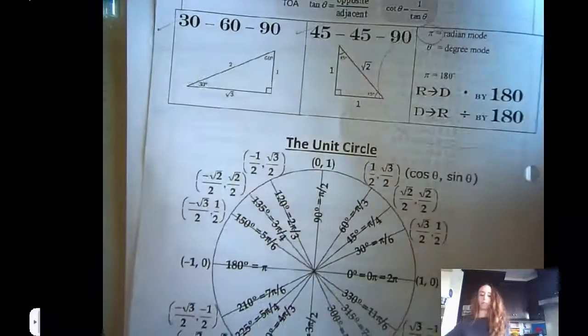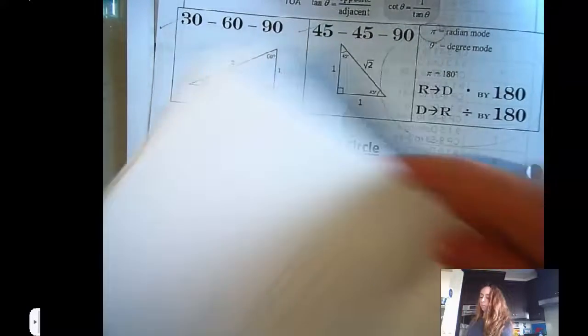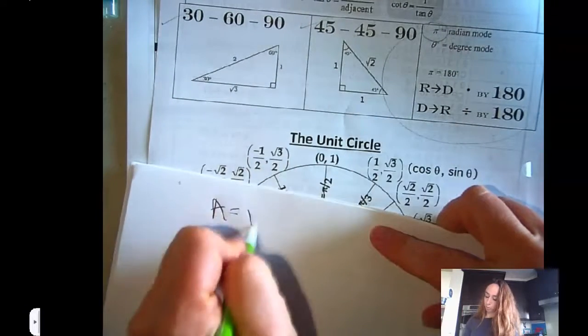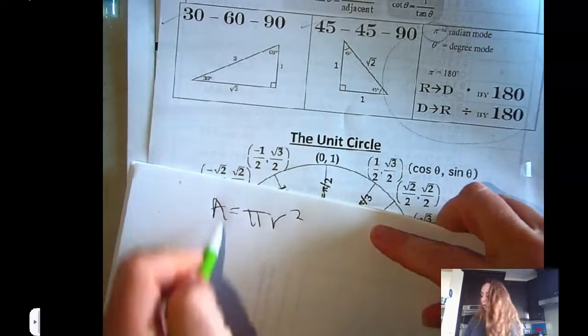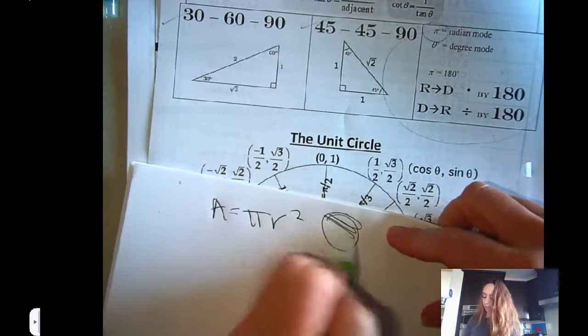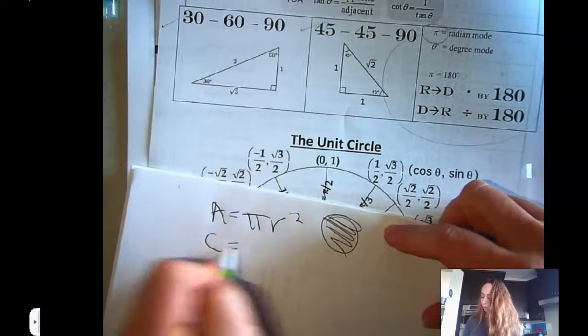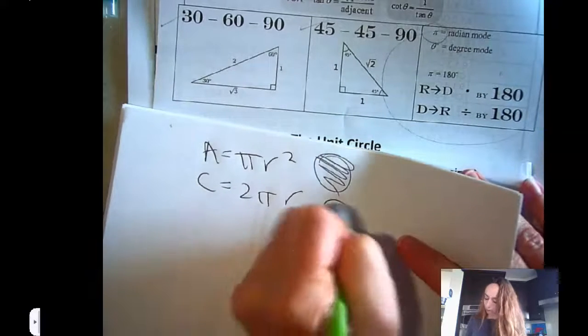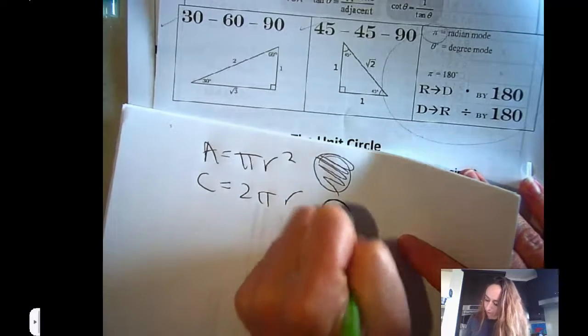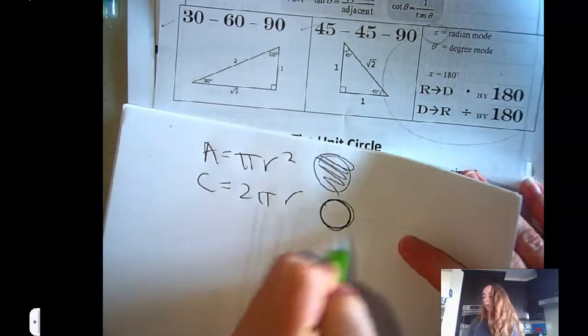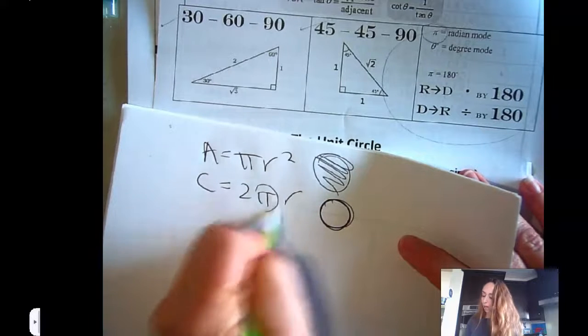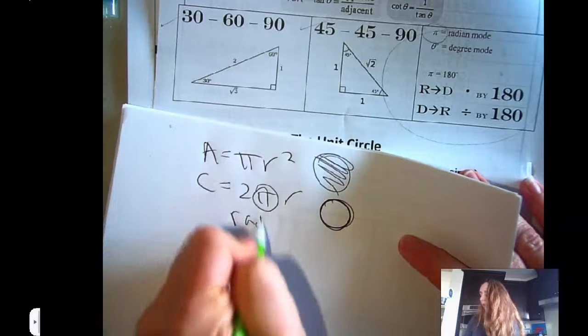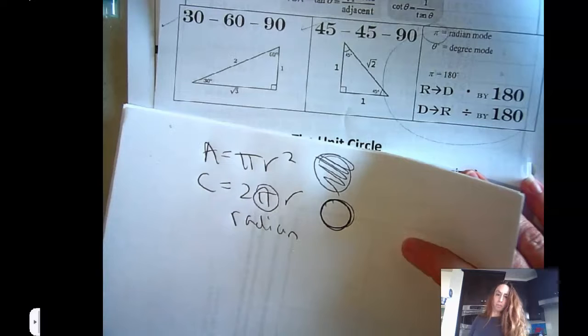So remember when you had to find the area of the circle, it was pi r squared. Or you had to find, and the area means like how much is it for the inside. Then you also had to find the circumference, which is 2 pi r, and that's what is the distance around the circle. So you're using pi. Whenever you use pi, that's radian mode. But we're also going to be talking about things in degrees.